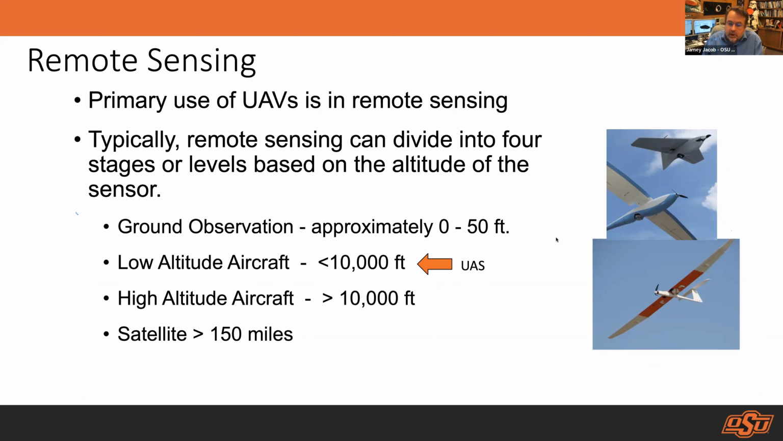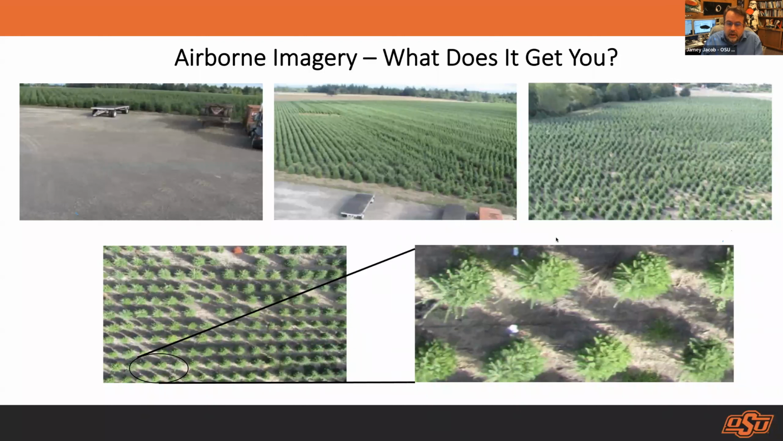UAS fall within that low altitude aircraft category. So there are advantages in terms of being able to operate aircraft much more closely to the ground, but it also means you can't carry or cover as much area since you are closer to the ground. With the same field of view, you're not going to be able to see as much land. So what airborne imaging really gets you is that different perspective.